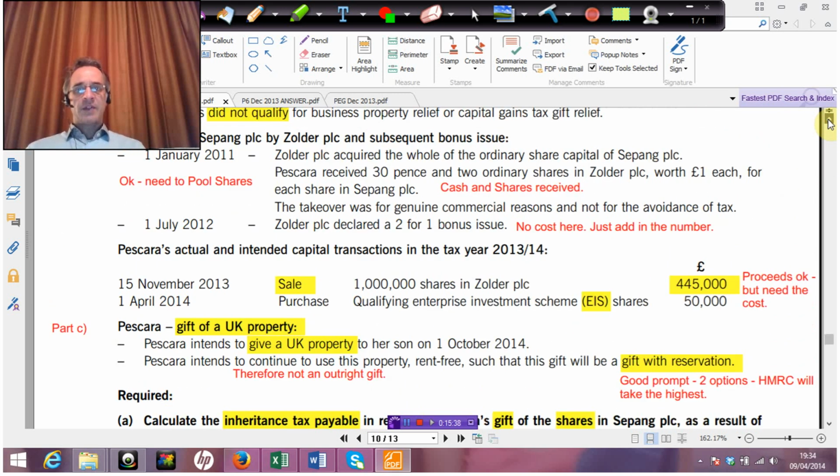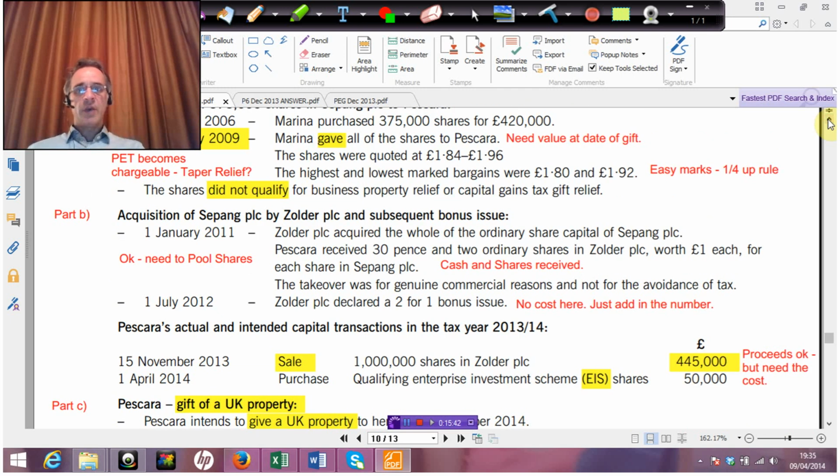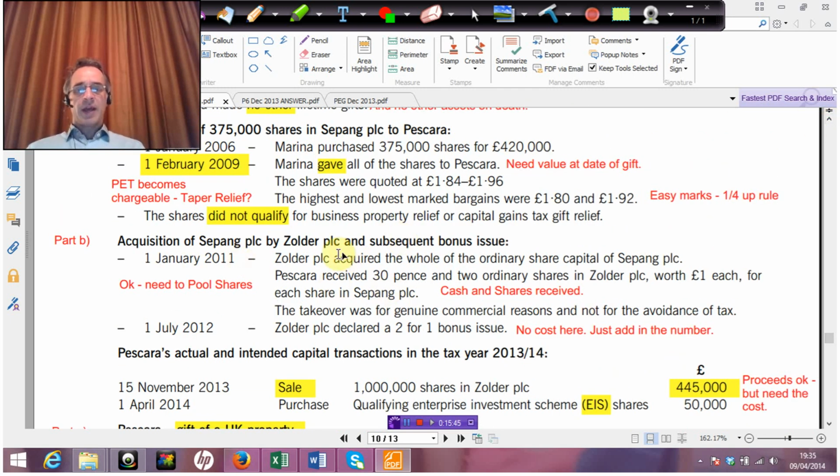So if we have a situation where we have any sort of takeover, and that's effectively what's happening here, you'll note that Pescara has the shares. In other words, the shares have been transferred to her up here in 2009, and then it looks here as if there's been some sort of acquisition or indeed takeover of Sapang PLC by Zolder PLC. Now, there's quite a lot of information here, and it would probably have been easy to get confused. But what we've got to be familiar with is our ID rules for individuals and indeed for companies.